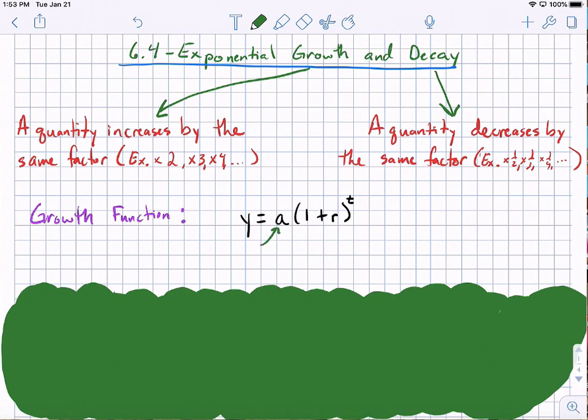The a value is the initial value. What are you starting with in the problem, whatever it happens to be? R, you can probably figure this out on your own, stands for rate. Rate is a percentage, but it's the percent as a decimal. When you have that percentage in the problem, you always have to change it to a decimal before you put it into this equation, otherwise it's not going to work. And then finally, t, you can probably guess as well, stands for time. So how many years?